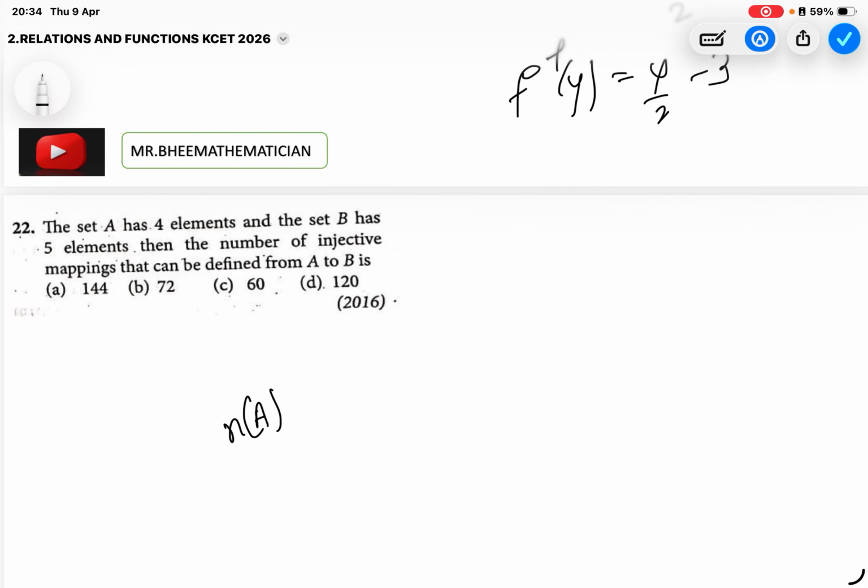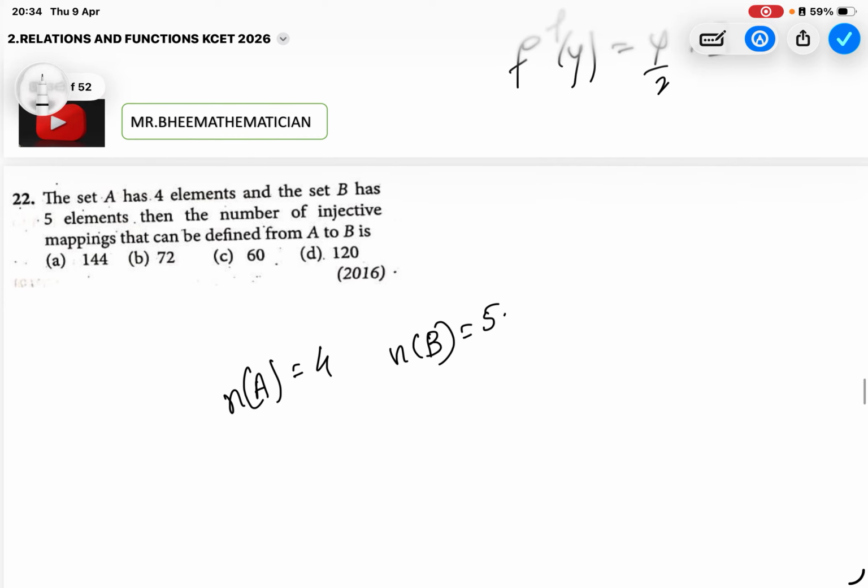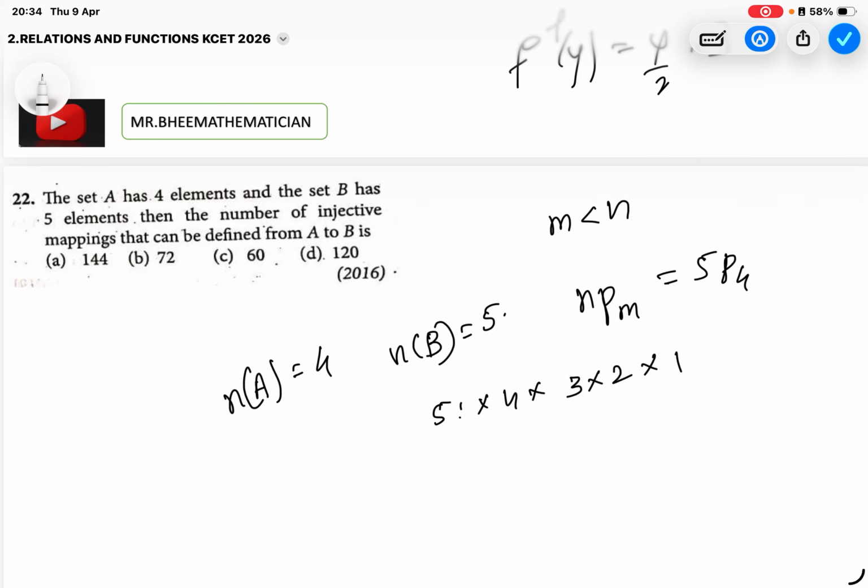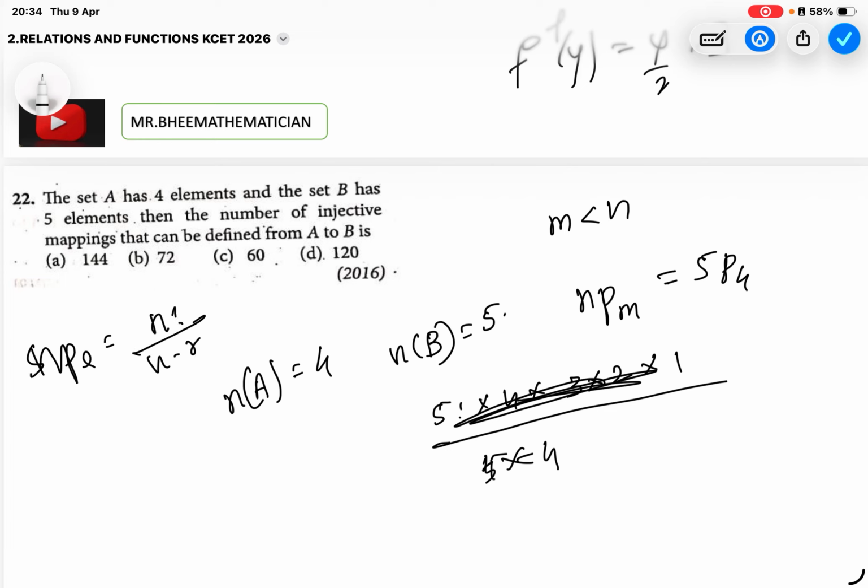Here n of A is 4, n of B is 5. Then the number of injective mappings, it means m less than n, nPm, 5P4, 5, 4, 3, 2, 1 divided by 1, it means 5 minus 4. I hope you know the nPr formula: n factorial divided by n minus r factorial. So 5 factorial divided by 5 minus 4 factorial. It becomes 5 factorial, the answer is 120.